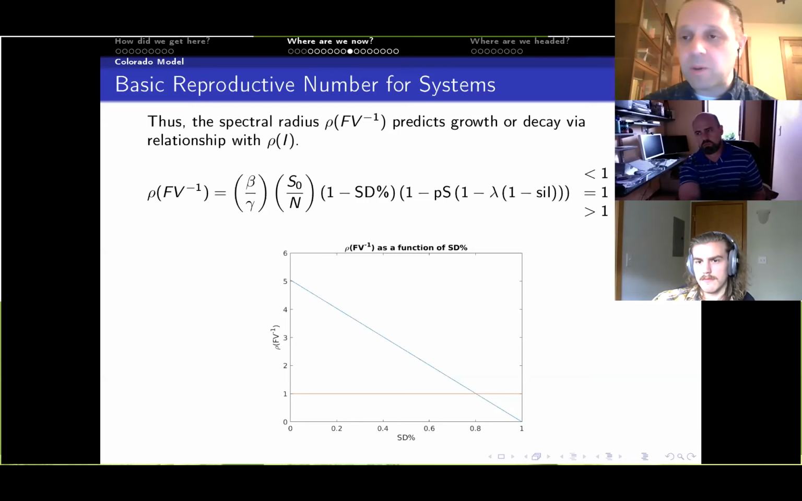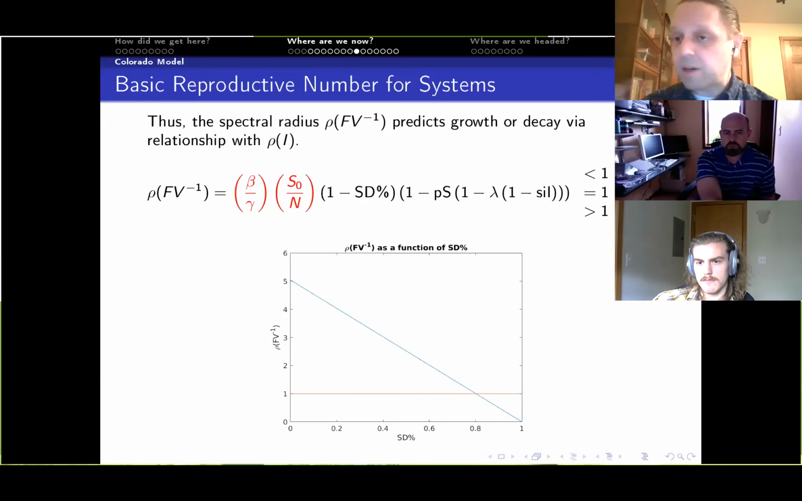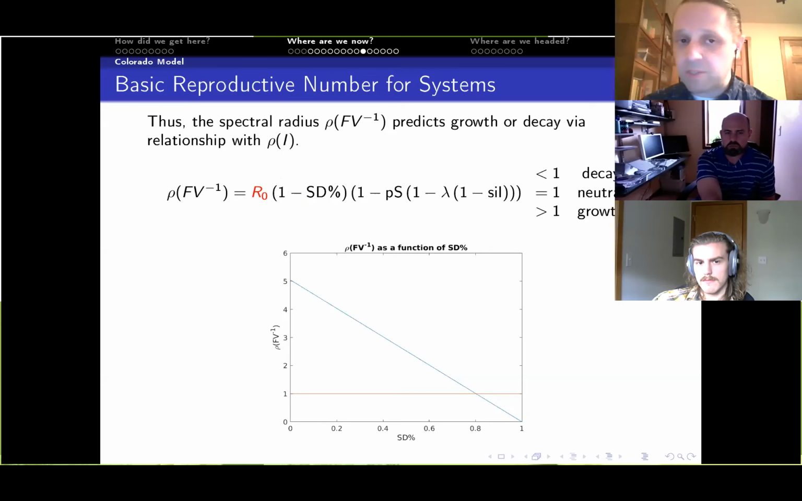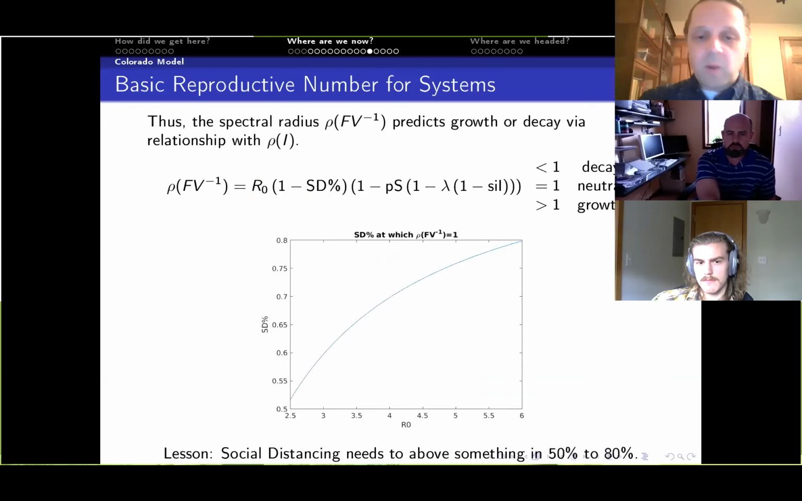So the take-home message here is, first of all, just notice that beta over gamma, S naught over N, that's the original R naught from the SIR model that we first talked about. So I'm going to replace that just with R naught. And then I'm going to look at what happens for varying the initial R naught of the infection, and see what social distancing you would need to get the spectral radius to be equal to 1.